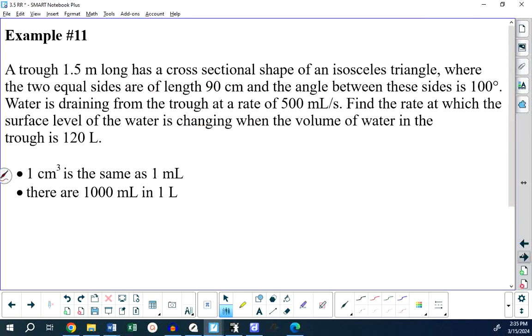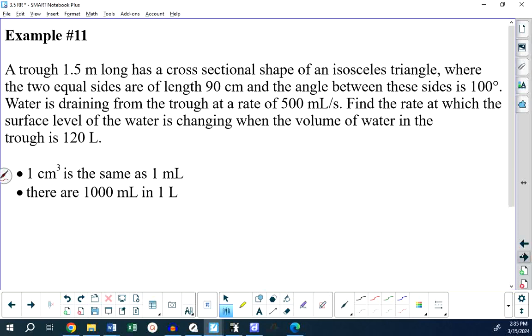Okay, we're going to finish off with an example that is a little cumbersome, but it's not really complicated in terms of the level of thinking, I don't believe. We have a trough, something that you'd fill with water for cattle or whatever, that is 1.5 meters long, and it has a cross-sectional shape of an isosceles triangle where the two equal sides are a particular length and the angle between them is a particular value.